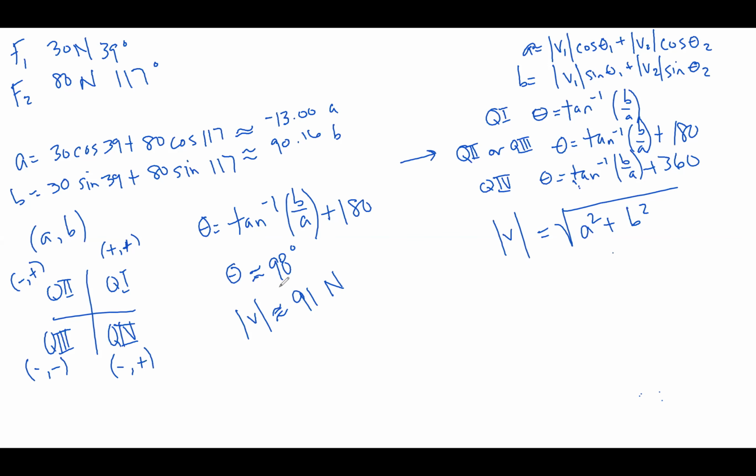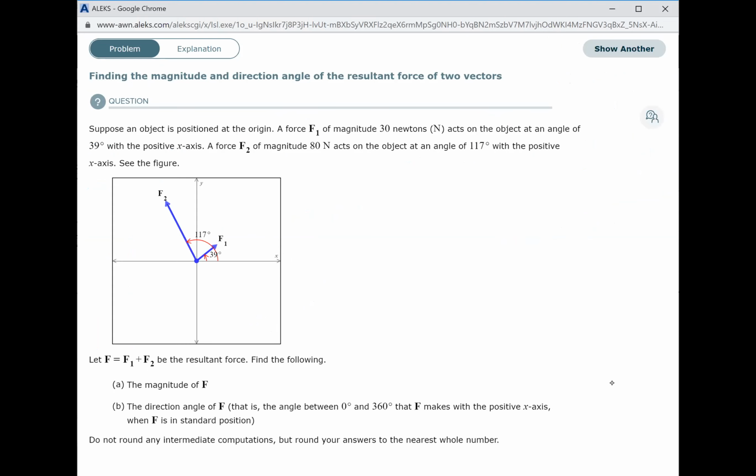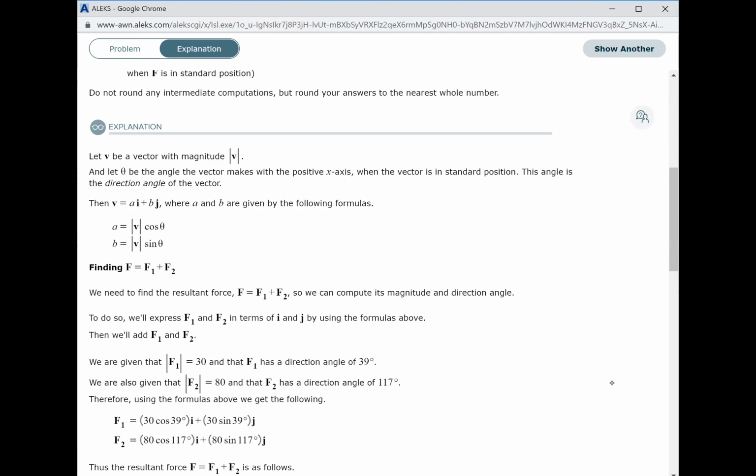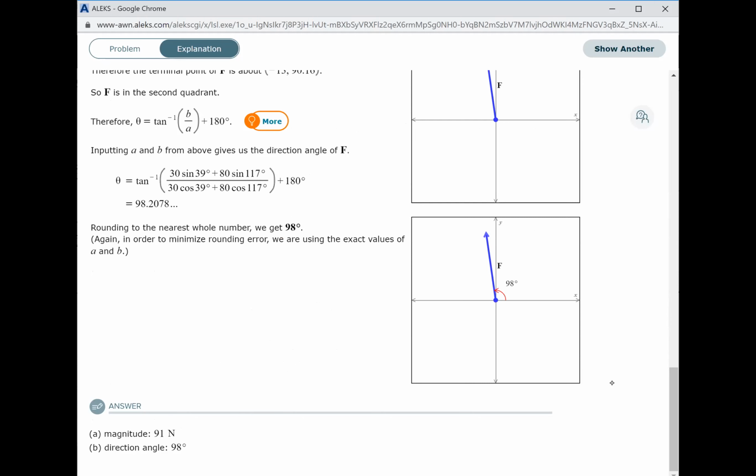Okay, so we're going to go look and see what our answer is, and then we'll do a quick review. Is this the one we were looking at? Yes. Okay, so if we do an explanation, they had 91 newtons, 98 degrees. I think that's what we had.